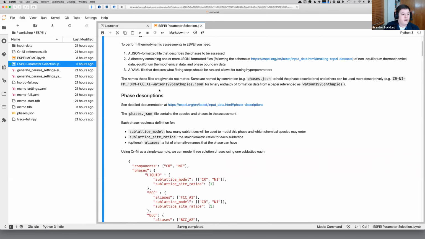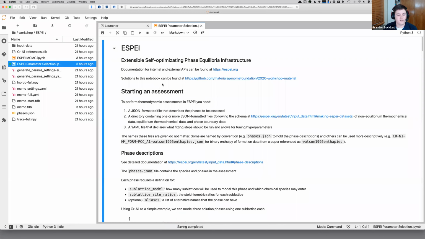So I'll talk a little bit about what you actually need to run ESPEI. And again, there are these two modes of operation that we have. We have this parameter selection, or parameter generation, I might also say, and then we have the Markov chain Monte Carlo. And so the goal, as I mentioned, of the parameter selection is to take single phase data and then produce an initial TDB estimate, fitting one phase at a time, and producing a database. And so to start these assessments in ESPEI, you'll need three things.